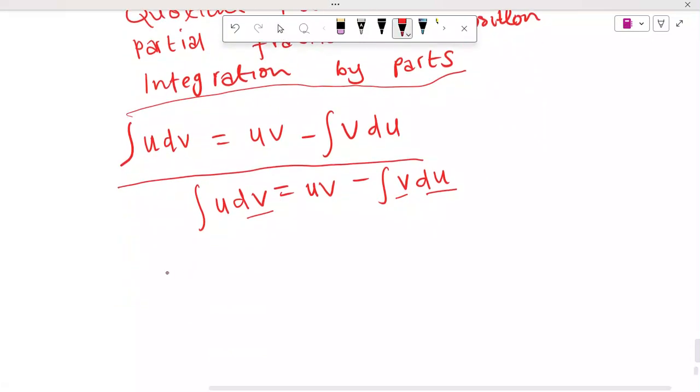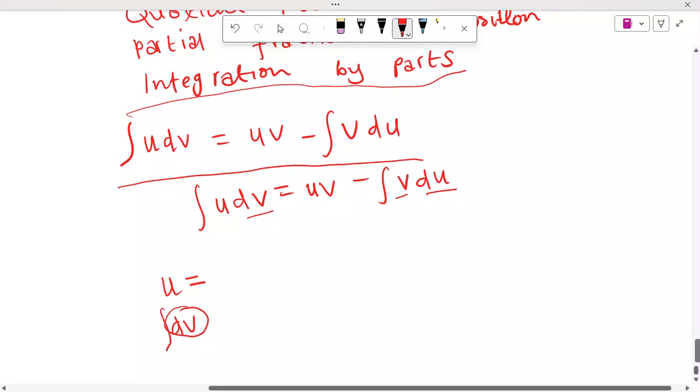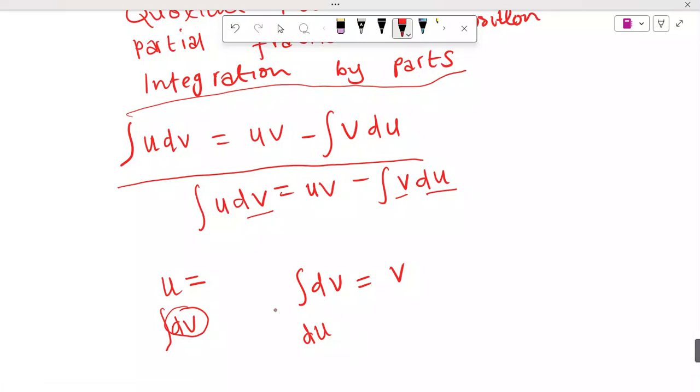So how do we employ this formula? If you're given an equation, you have u and dv. How do you know which one should be u and which should be dv? Write a function equal to u, and dv is a function which you are going to integrate. If you integrate dv, you have v. Then you differentiate u, so you have u and du.